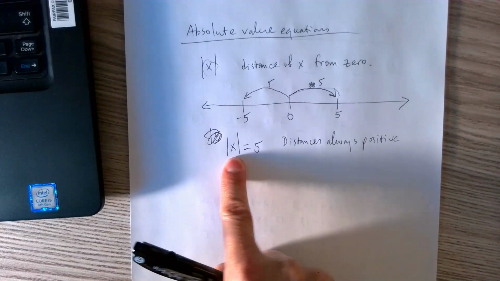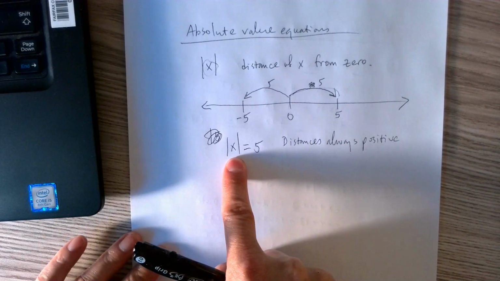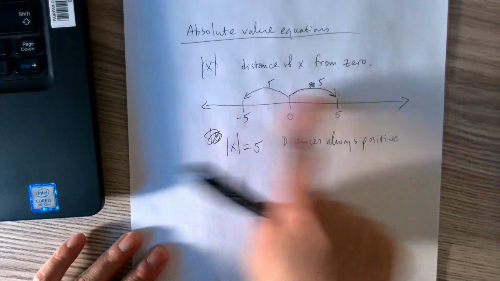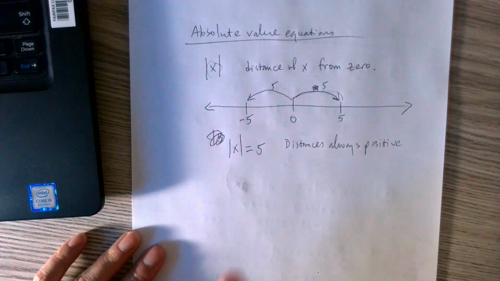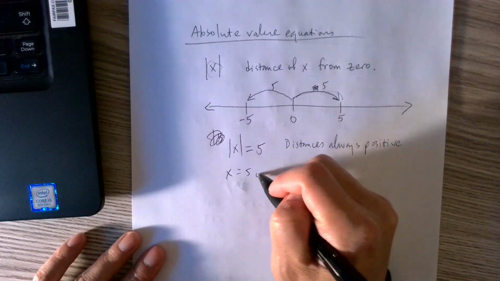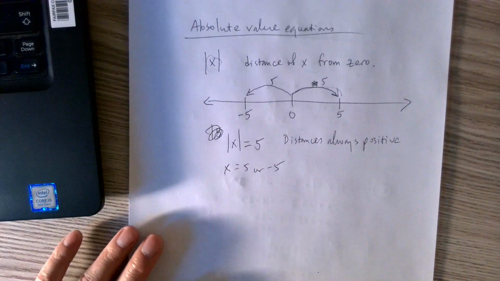I have a mystery number, or numbers, plural, that is 5 away from 0. The number line is showing me that there are two possibilities. X could be 5 or -5.